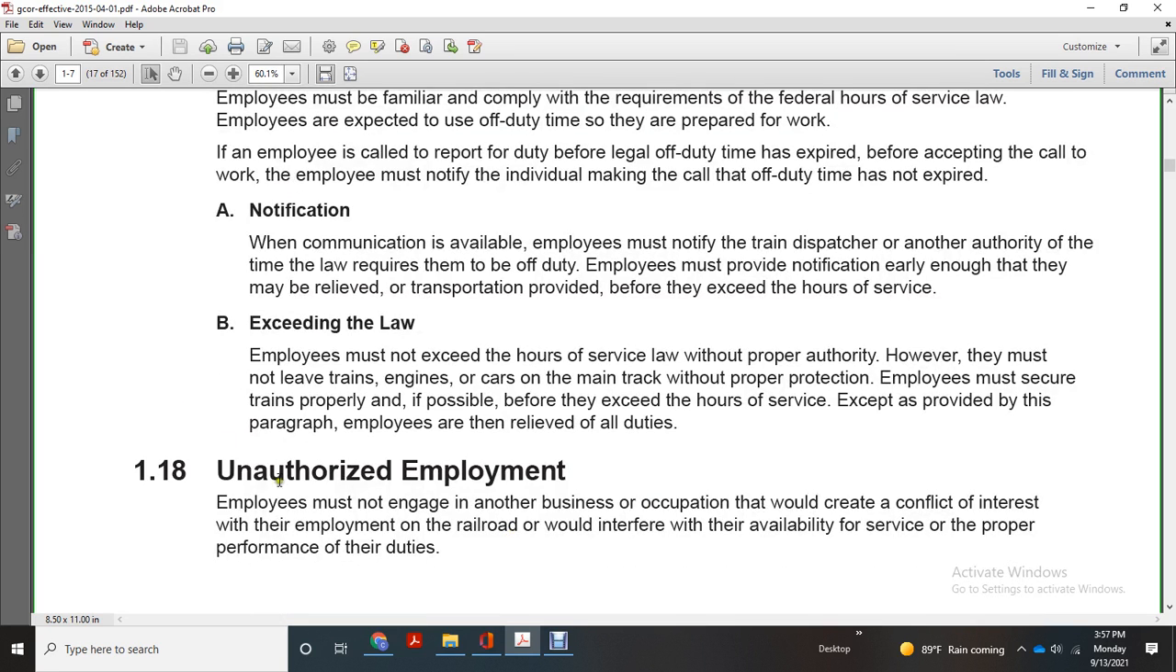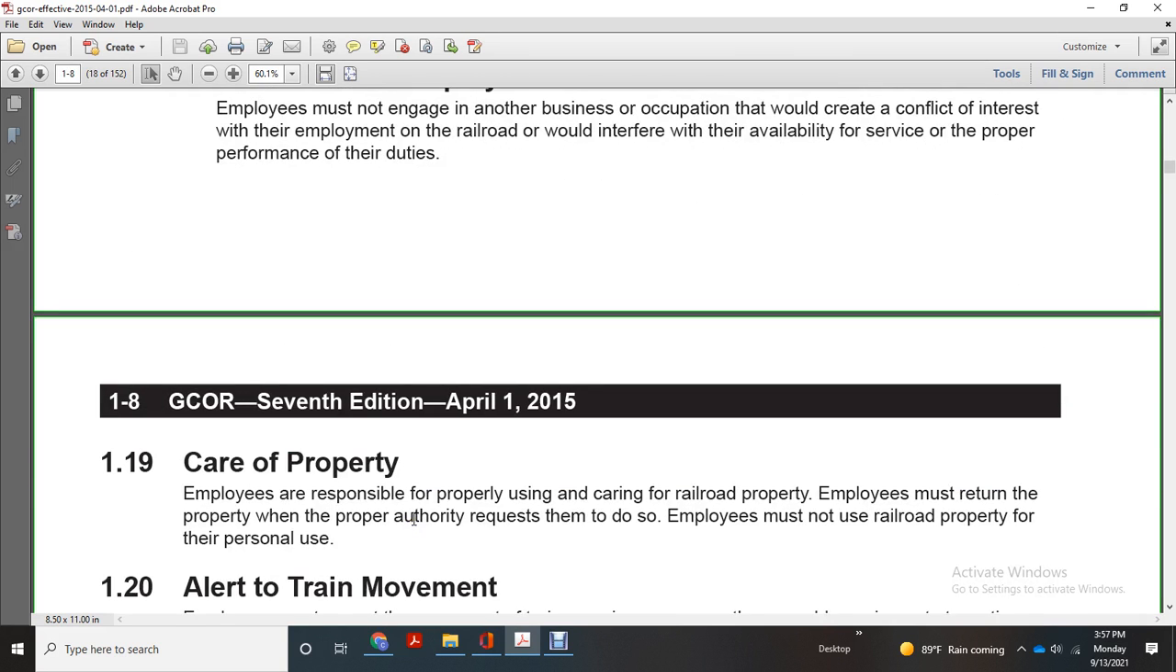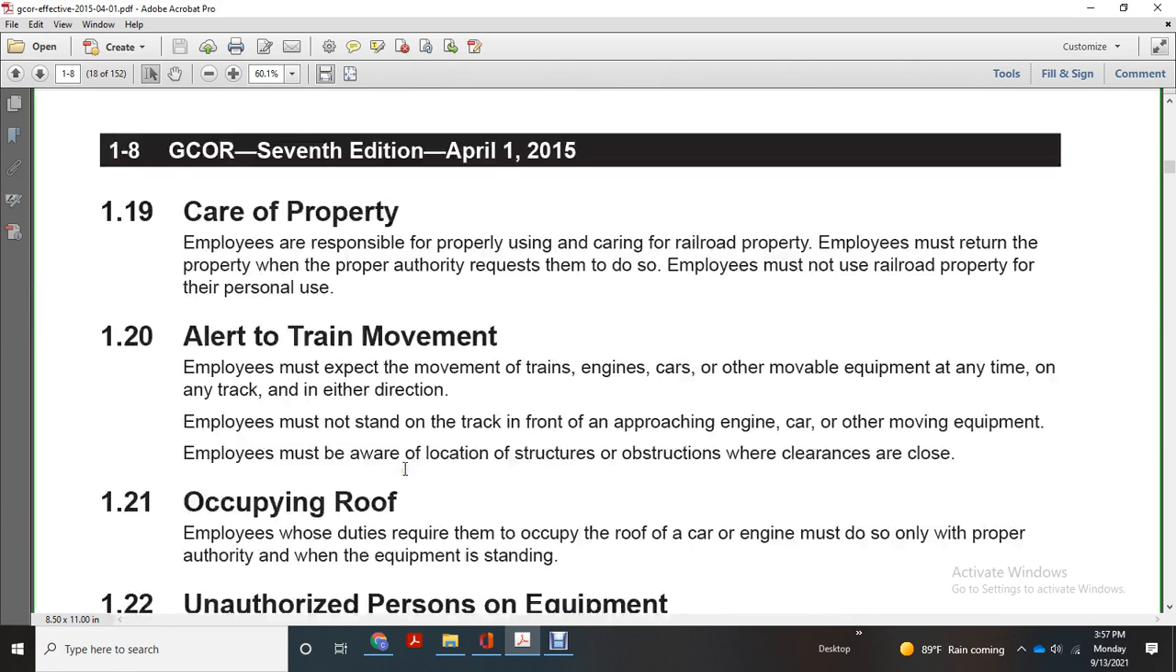118. Authorized employment. Employees may not engage in another business or occupation that would create a conflict of interest with their employment by the railroad or would interfere with the availability of service or the proper performance of their duties. 119. Care of property. Employees are responsible for the care of all railroad property. Employees must return the property when authority requests them to do so. Employees must not use railroad property for their own personal use.